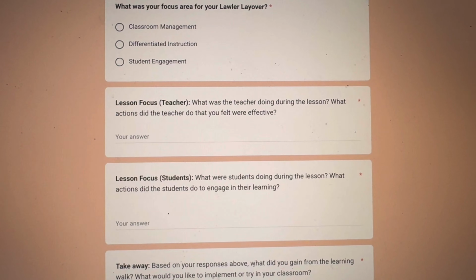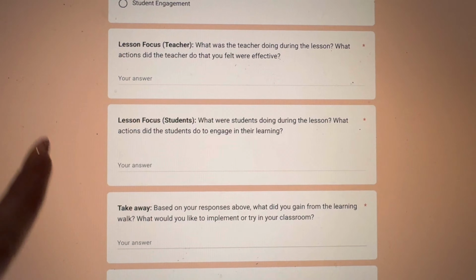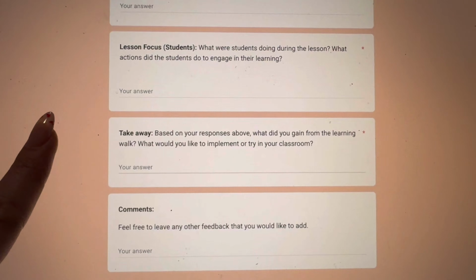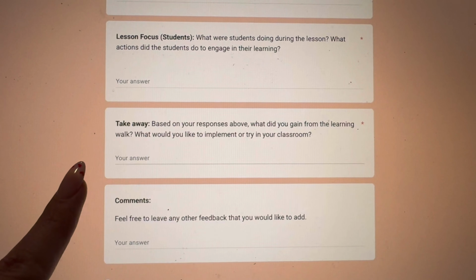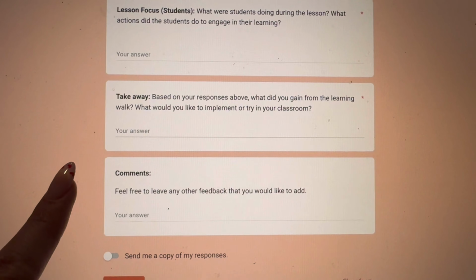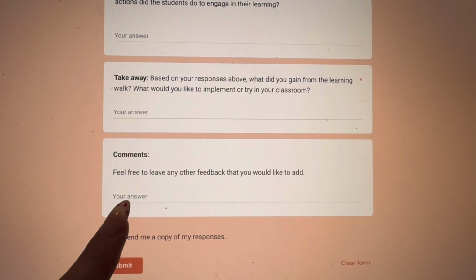questions. So what was the teacher doing during the lesson? What lessons did the teacher do that you felt were effective? What were students doing during the lesson? What actions did the students do to engage their learning? Takeaway based on your responses above. What did you gain from the learning walk? What would you like to implement or try in your classroom? Feel free to leave any feedback that you would like to add to that teacher.